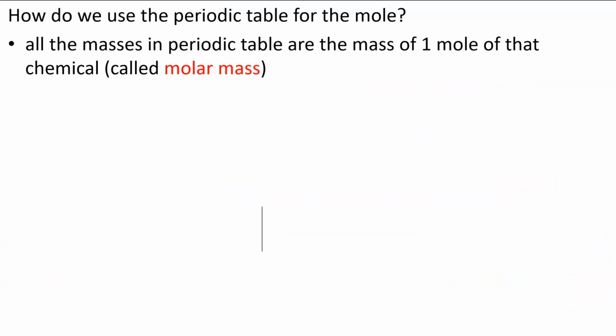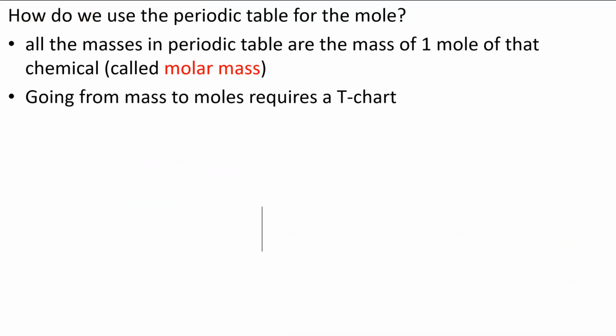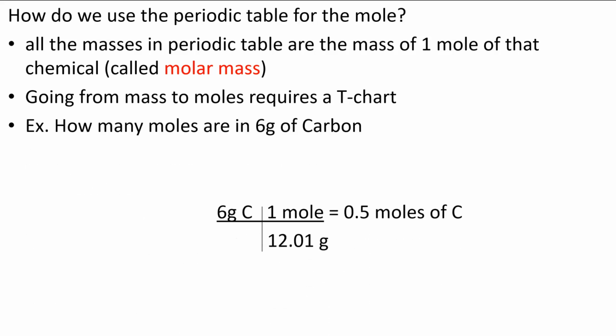So let's take a look at this in more detail. The mass in the periodic table is equal to 1 mole, like I just said. This is called your molar mass, by the way. So if I ask you for molar mass, I'm basically asking you to look in the periodic table and get the number underneath the symbol, your mass, more or less. So going from mass to moles requires a T-chart, and there's your calculation again for moles. You have the 6 grams divided by 12, and you get 0.5.